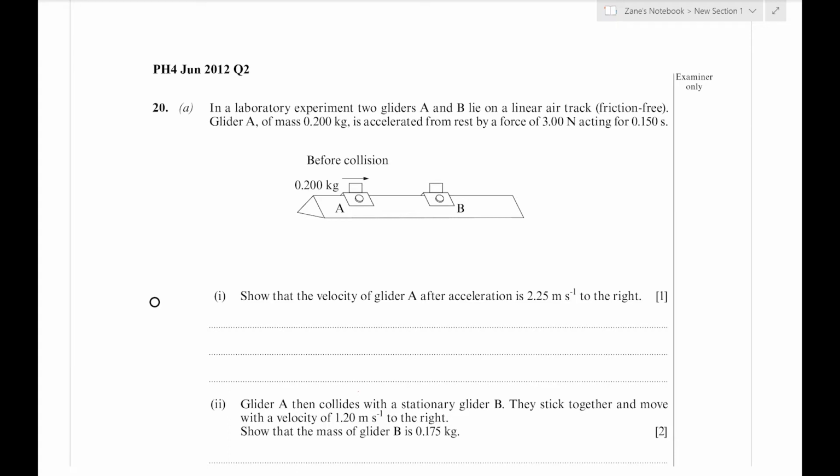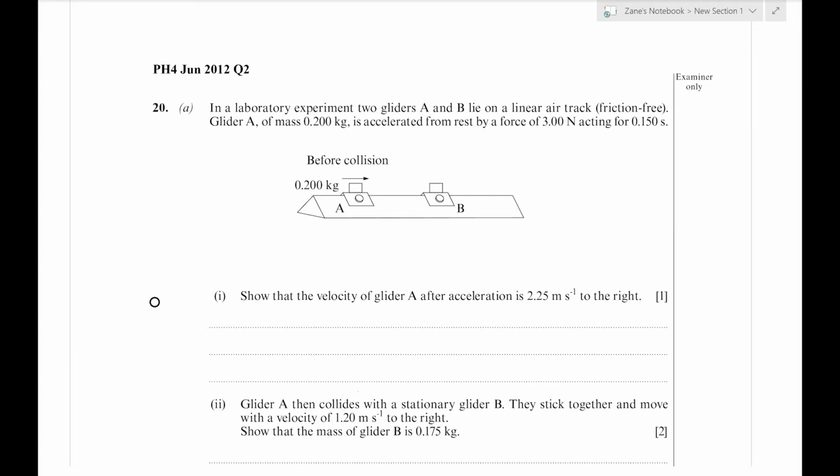To start with, we have two gliders A and B on a linear air track, which is basically friction-free, and the first glider A of mass 0.2 kilograms is accelerated from rest by a force of 3 newtons for 0.15 seconds. And we're asked to show that the velocity of glider A after acceleration is 2.25 meters per second to the right.